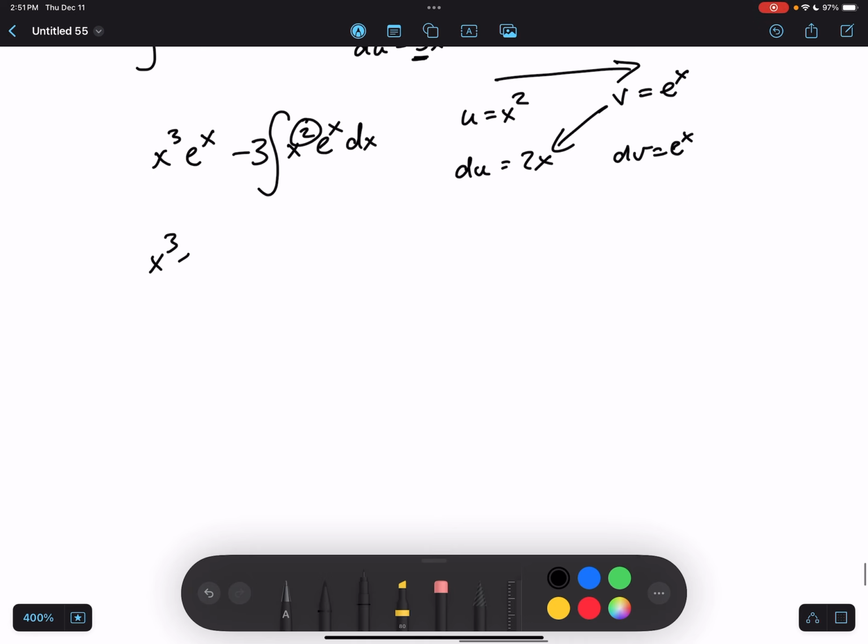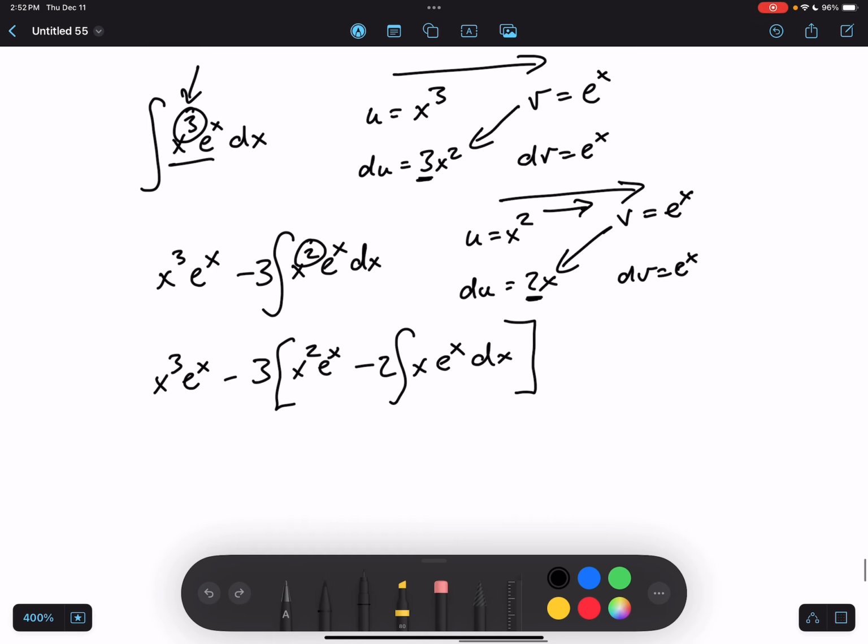We've got x³ e to the x minus 3 times. This is where we go across. x² e to the x minus now the integral with a 2 out front, 2x e to the x dx. And this is where we have that single x. We went from 3 to 2 to 1.